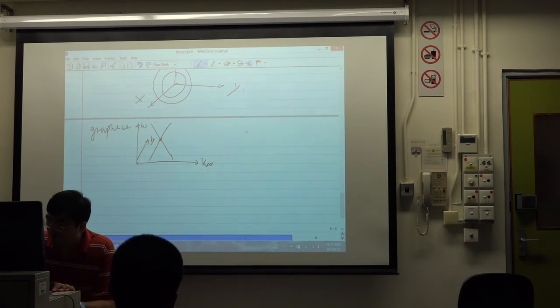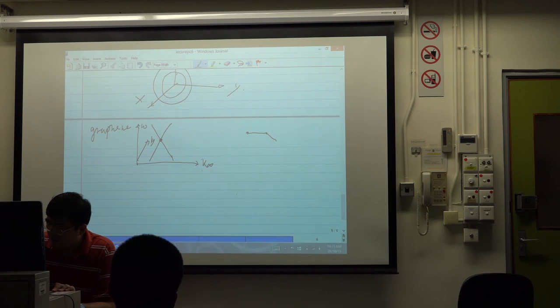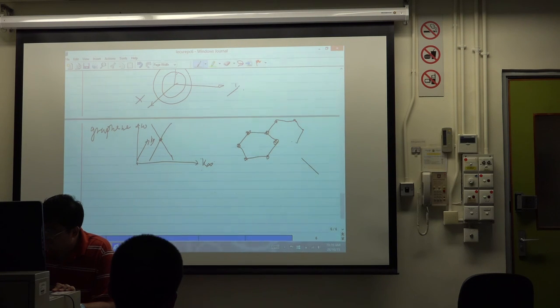How about the structure of graphene? Something like this. I draw this. It's carbon atoms.